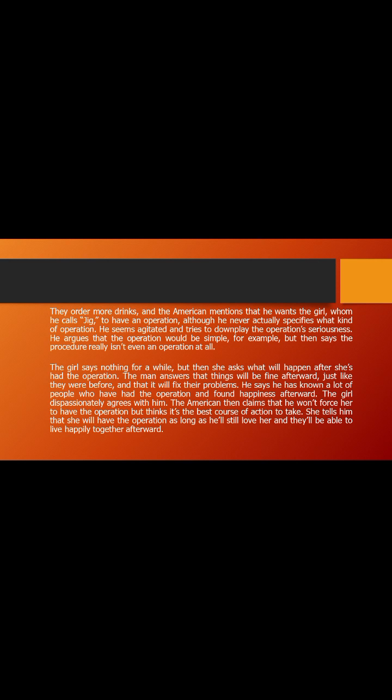The American then claims that he won't force her to have the operation, but thinks it the best course of action to take. She tells him that she will have the operation as long as he'll still love her and they'll be able to live happily together afterward. The man then emphasizes how much he cares for the girl, but she claims not to care about what happens to herself. The American weakly says that she shouldn't have the operation if that's really the way she feels.